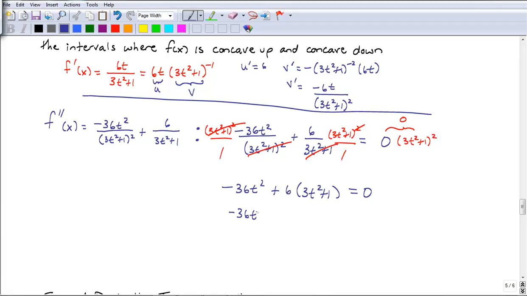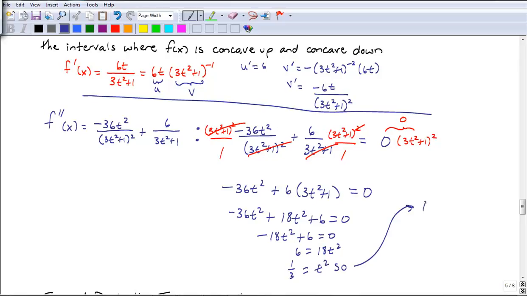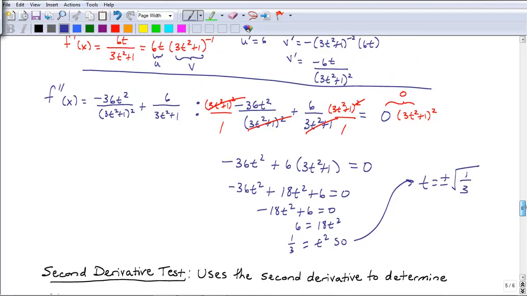Negative 36t squared plus 18t squared plus 6 equals 0. Negative 18t squared plus 6 is 0. So 6 is 18t squared. 1/3 is t squared. So t is the plus or minus square root of 1/3, or plus or minus root 3 over 3. So I figured out the inflection point. That's what I found right there, were the inflection points.